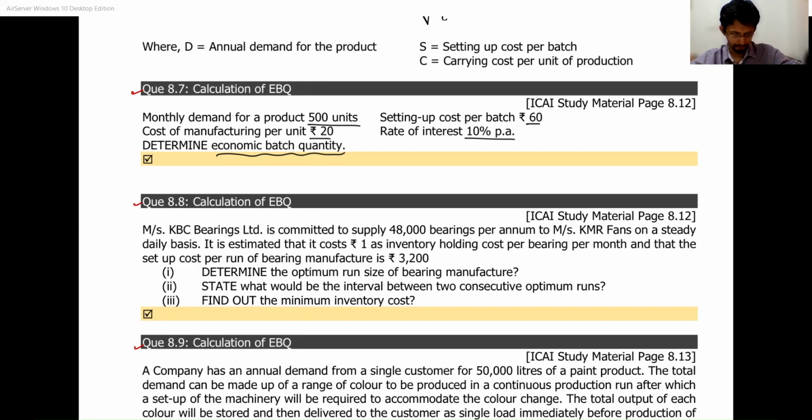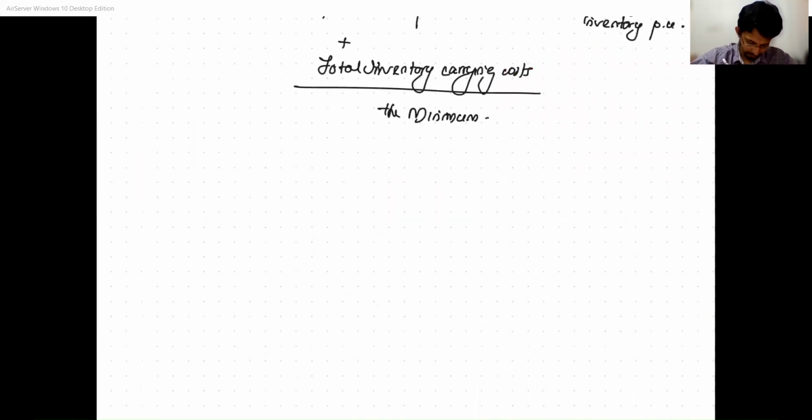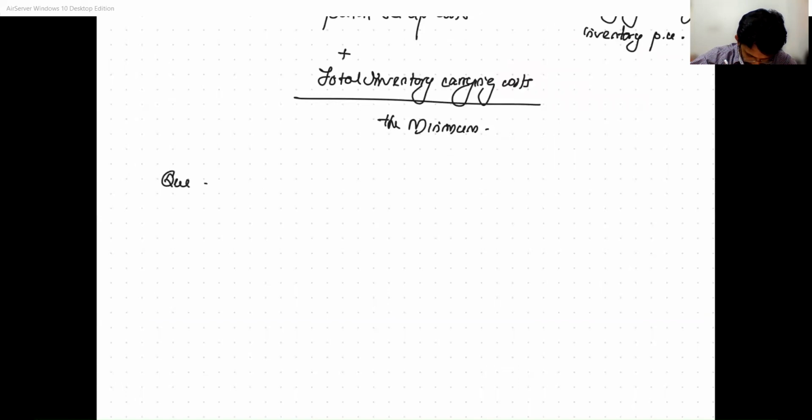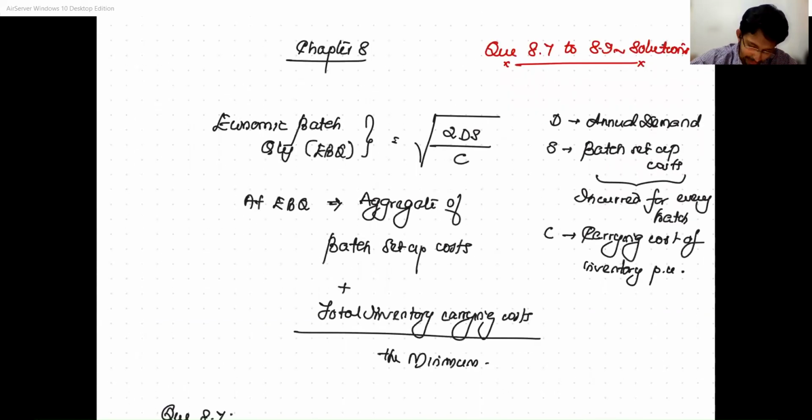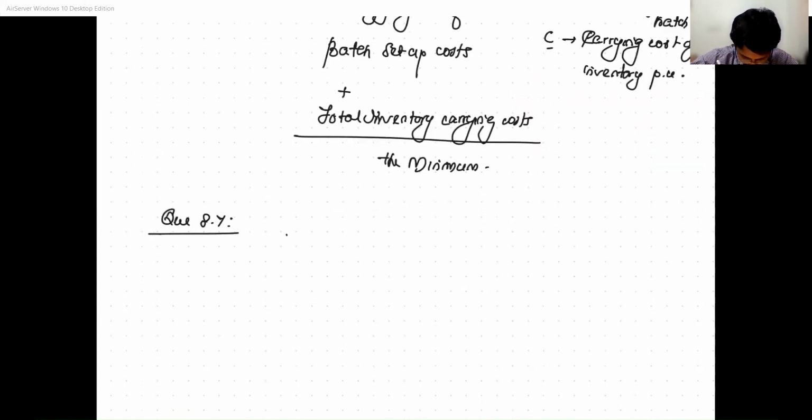Now how do we have to do this? First you have to find out these factors D, S, and C. The first one is D, which is the annual demand. Friends, you have to be a bit careful because sometimes what is given would be the monthly demand or weekly demand. But when you apply it in the formula, what you need to take is the annual demand.